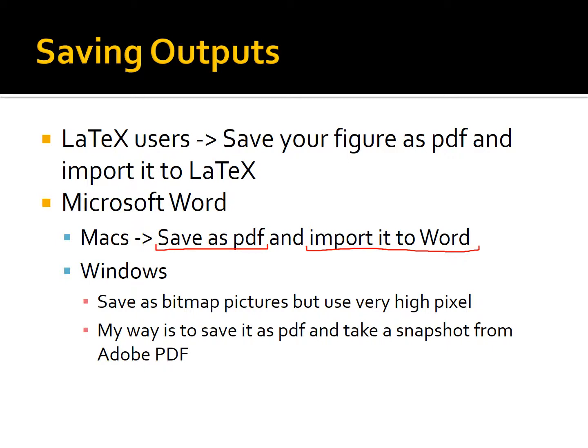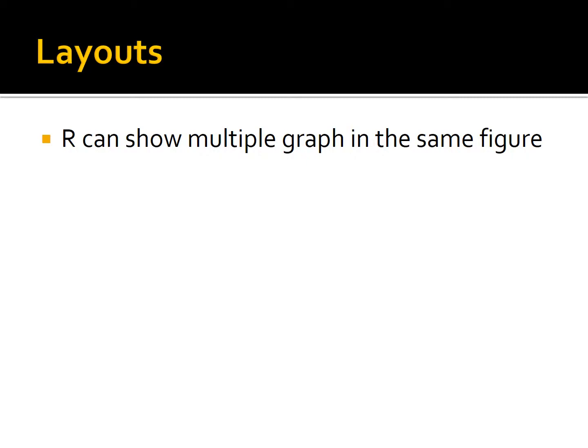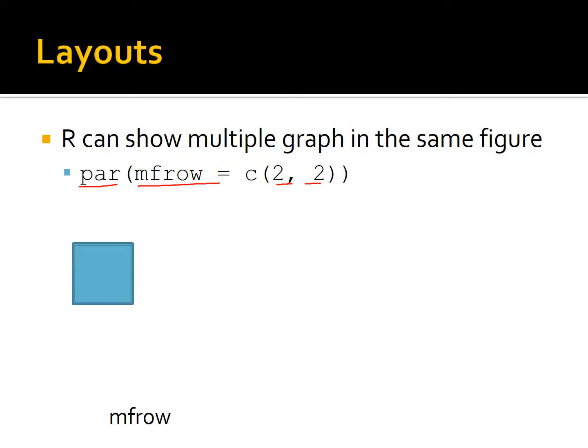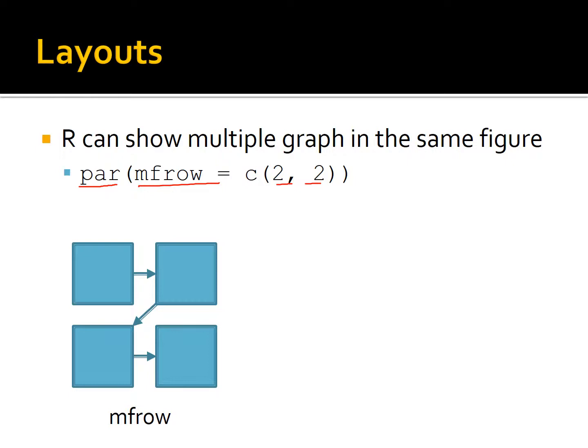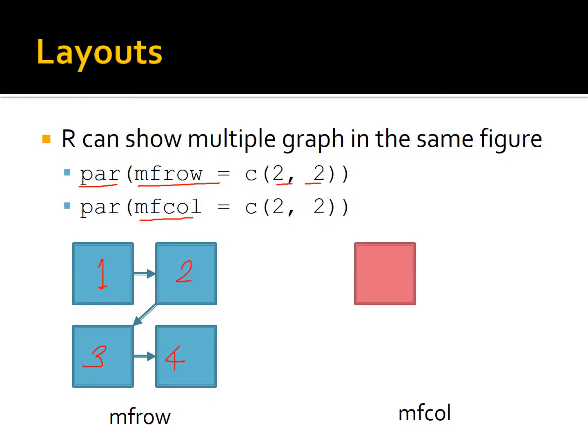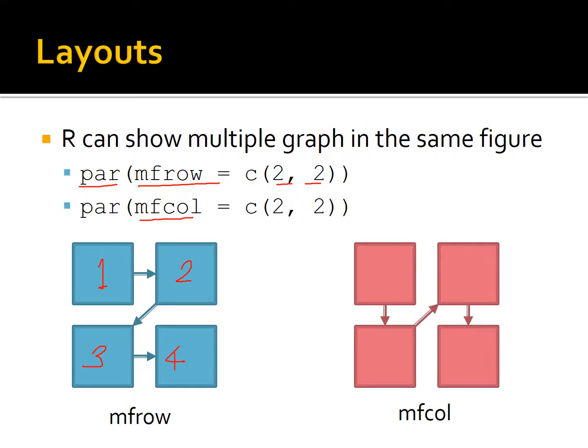Okay, the next one is layout. R can show multiple graphs in the same figure. You can just use the par command. par(mfrow = c(2, 2)) means that you would like to create 4 figures like this, and when you run the first figure it will show in the top left, and then run figure number 2, figure number 3, and figure number 4. Or you can use mfcol. It means that you will fill in column first like this.